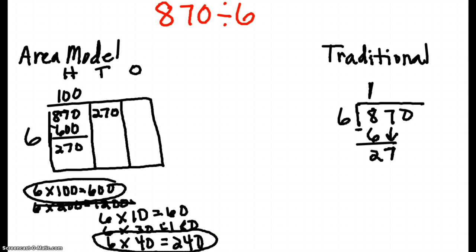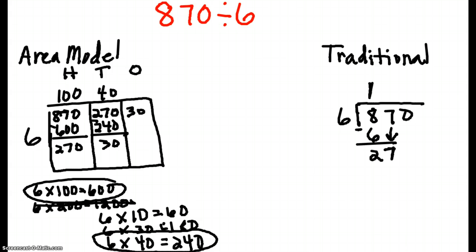This is the amount I'm working with. Well, how many sixes did I figure? Well, it'd be 40. 6 times 40 is 240. When I have 40 sixes, 240 is the amount that I have, and that's 30 left.